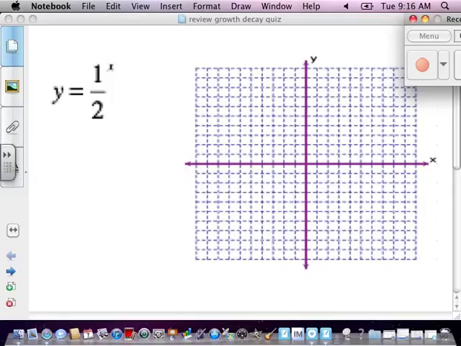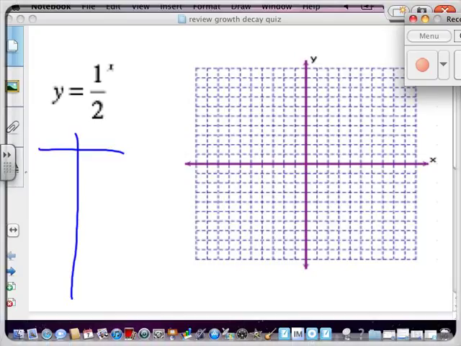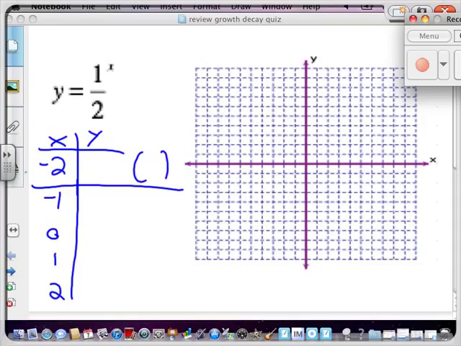All right, ladies and gentlemen, if we want to graph 1/2 to the x, how would I start by doing that? You'd make a table. What numbers am I going to put in that table? -2, -1, 0, 1, and 2. Okay. Don't forget, ladies and gentlemen, that when you're taking 1/2 to the -2, what's the first step? Flip it, and then what's 2 squared?